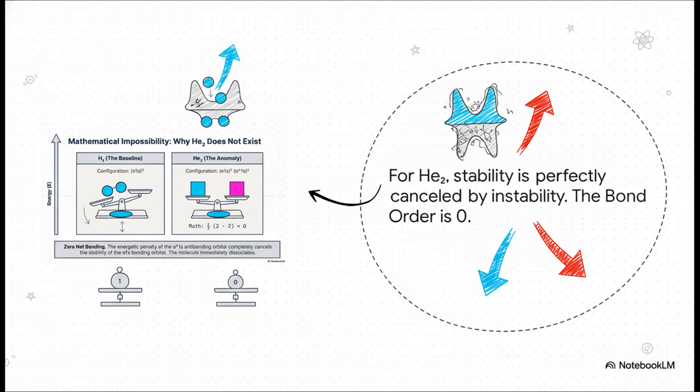So our math is 1/2 of 2 bonding minus 2 antibonding, which equals a big fat 0. A bond order of 0 means there's absolutely no advantage to forming a bond. The stability is perfectly canceled out by the instability, and that's precisely why the He2 molecule just doesn't exist. Our blueprint is 2 for 2.